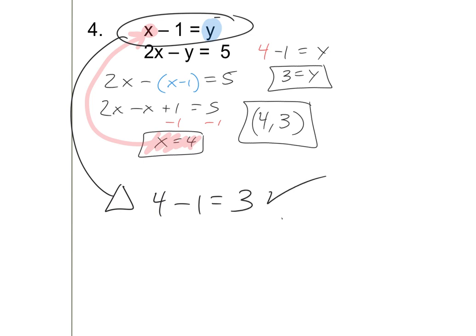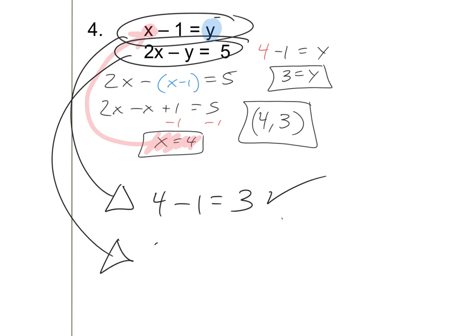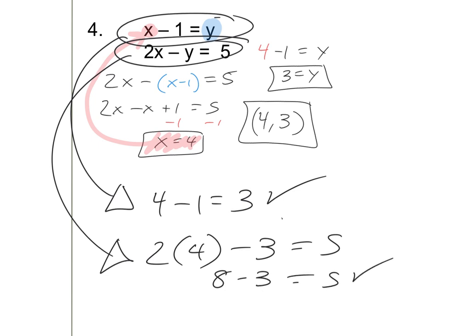Well, yes, it's true. And I should be able to do it for the second equation. 2 times 4 minus 3 equals 5. Is that true? Well, 8 minus 3 is indeed 5, so that's true. That's how you could check it. If you plug it back in and you get something true, then you know you did it correctly. If you get something false, then you must have made a mistake and you need to try again.